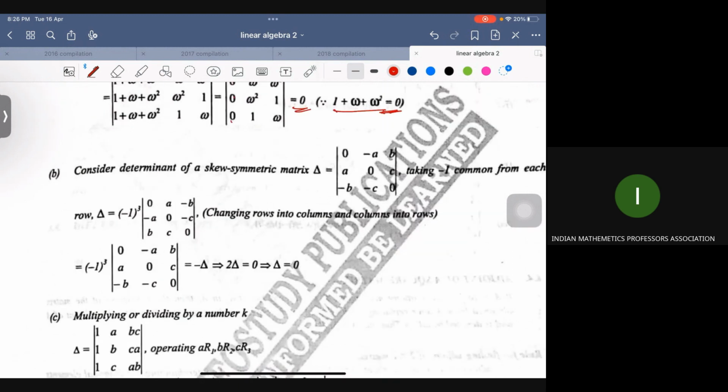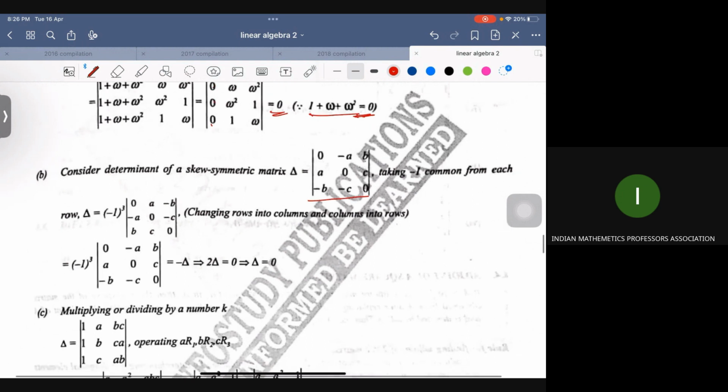See, here we consider the determinant of this skew symmetric matrix. Here, taking the minus sign out from the first row, second row and third row, we will obtain this, and taking its transpose, we'll get the value as minus delta. So delta, the determinant of A, is nothing but A is equal to minus A. So determinant of A plus A is equal to 0. So A is equal to 0.